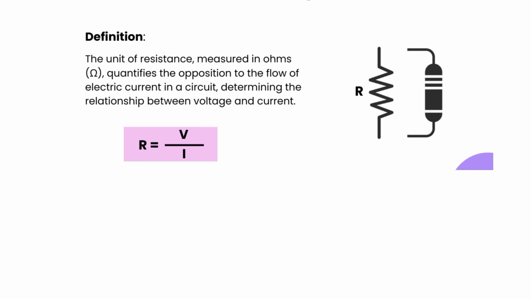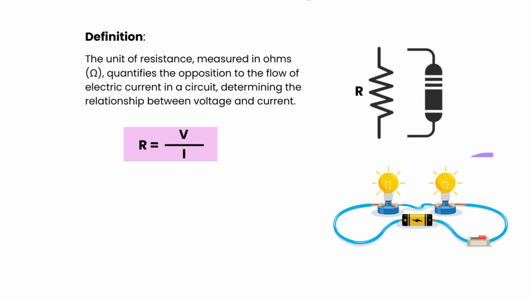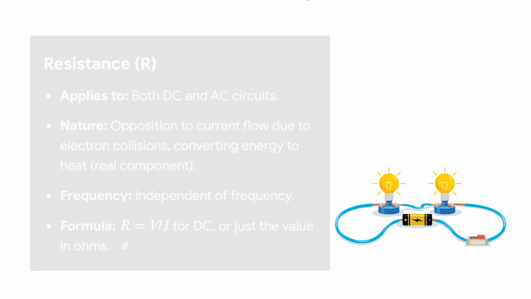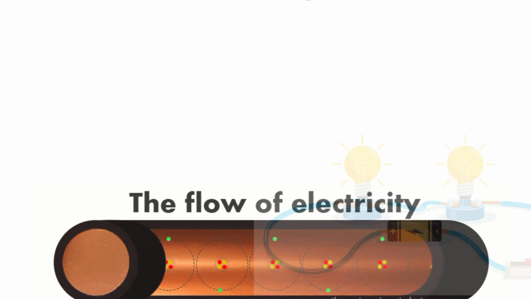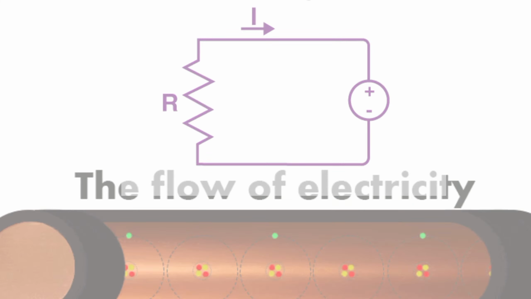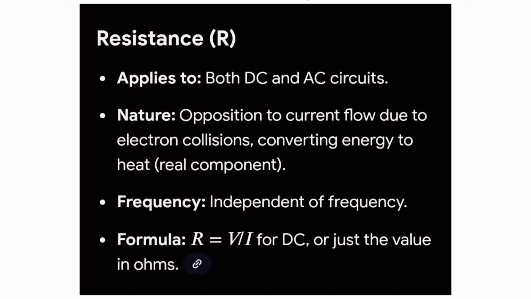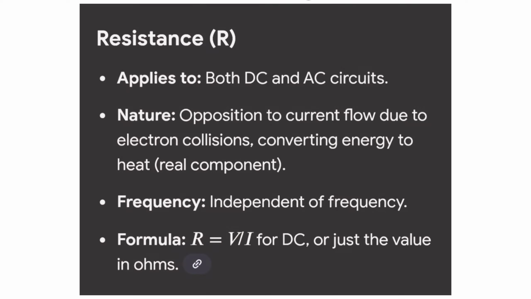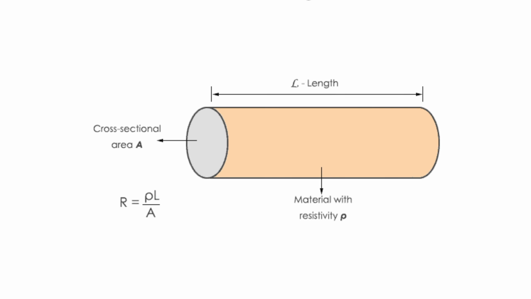First of all, let's talk about what is resistance. Simply, resistance is the opposition offered to the flow of electric current in any circuit due to collision of electrons with atoms. Resistance can be seen in both AC as well as DC circuits. Resistance is independent of frequency, and in the case of resistance the energy dissipates as heat, which is called power loss, and its unit is ohms.